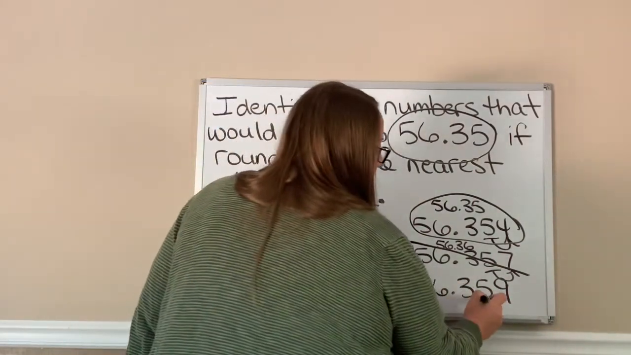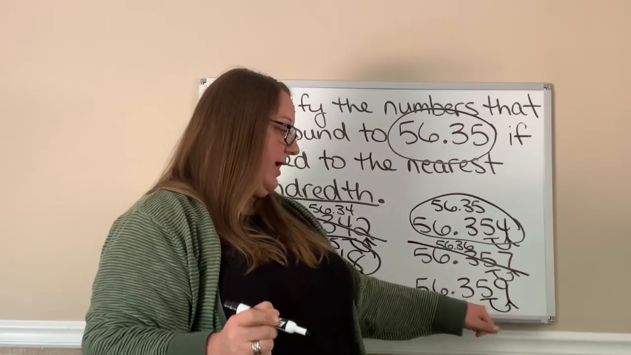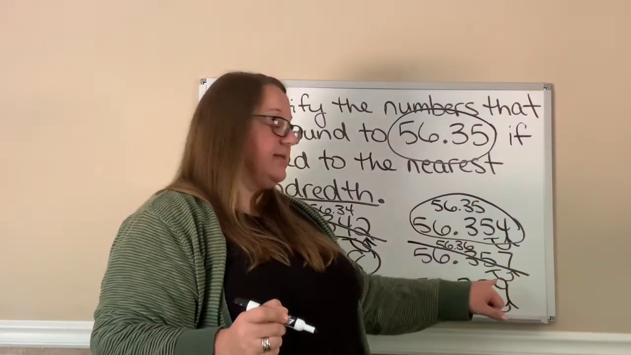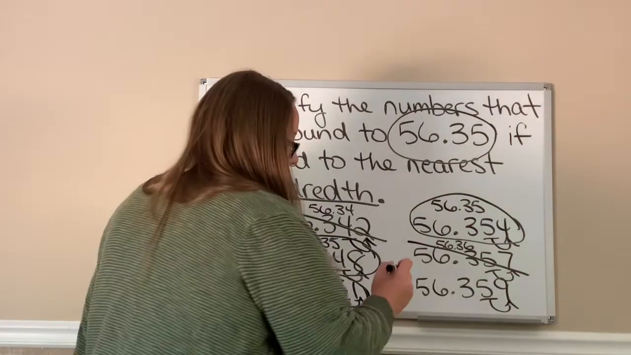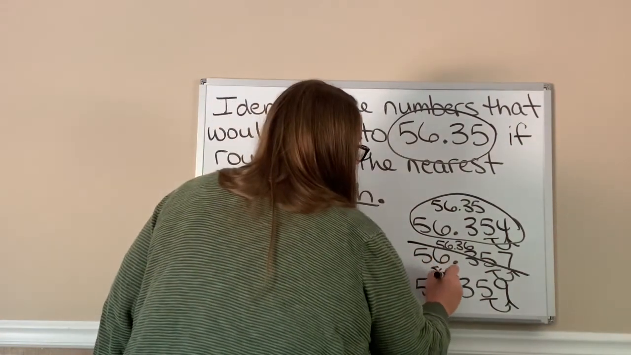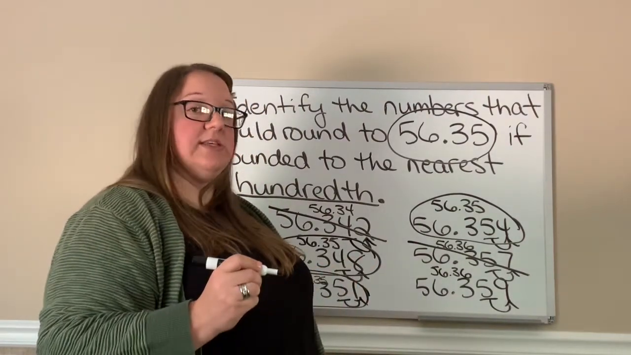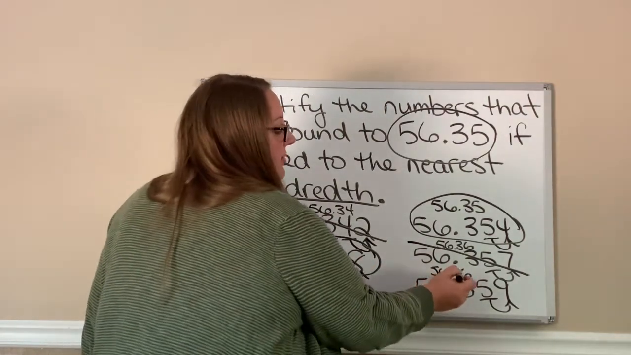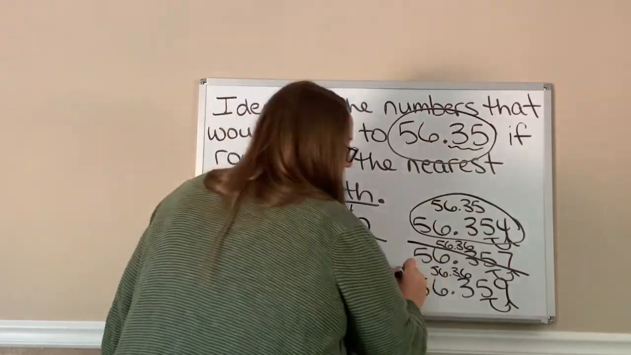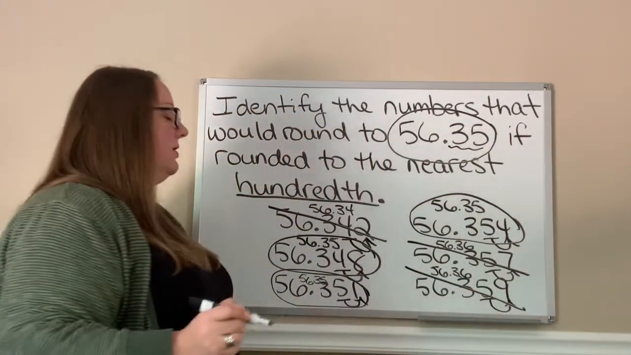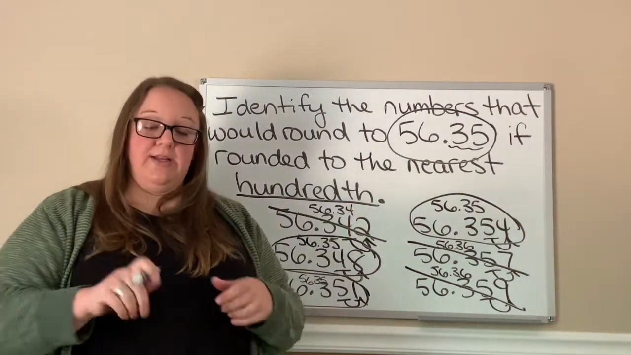Okay, and now for the last one. I've got a 9 as the neighbor. So this 9 is going to make this 5 raise the score to a 6. So I'm going to have 56.36, 56 and 36 hundredths. And I know that 36 hundredths is not what I'm looking for. I'm looking for 35. So this is not an answer. So out of my 6 answer choices, 3 of them were correct.